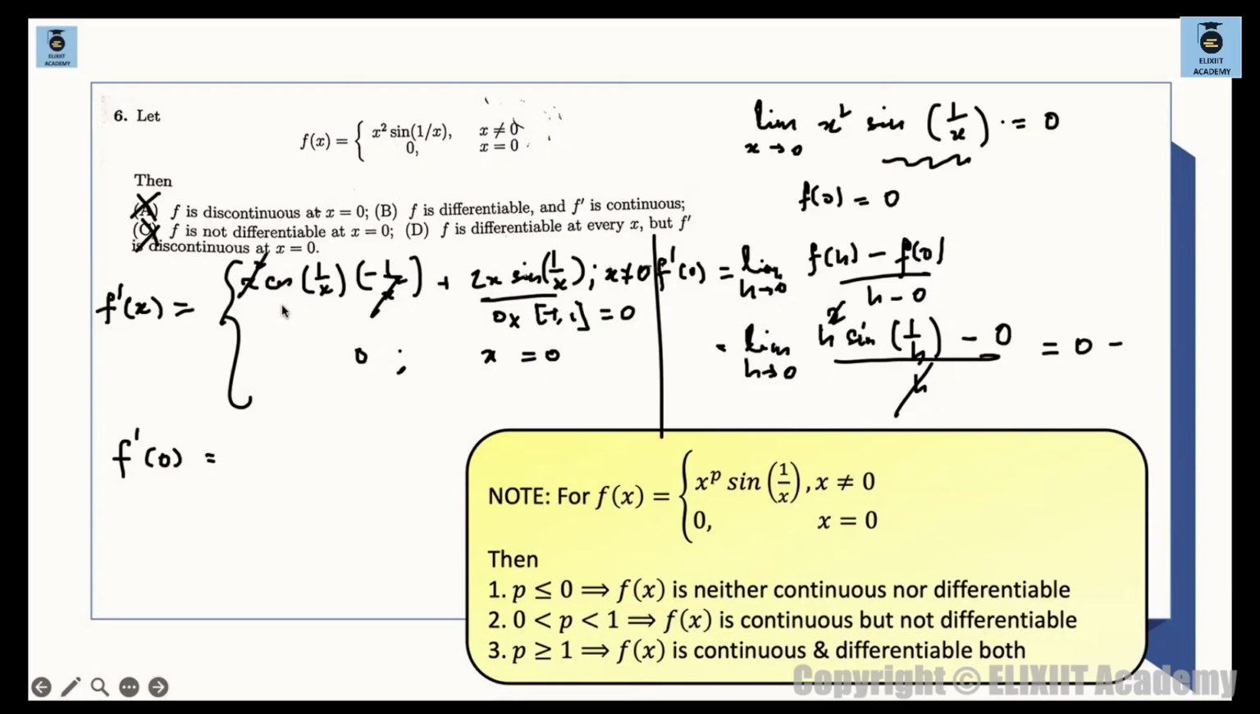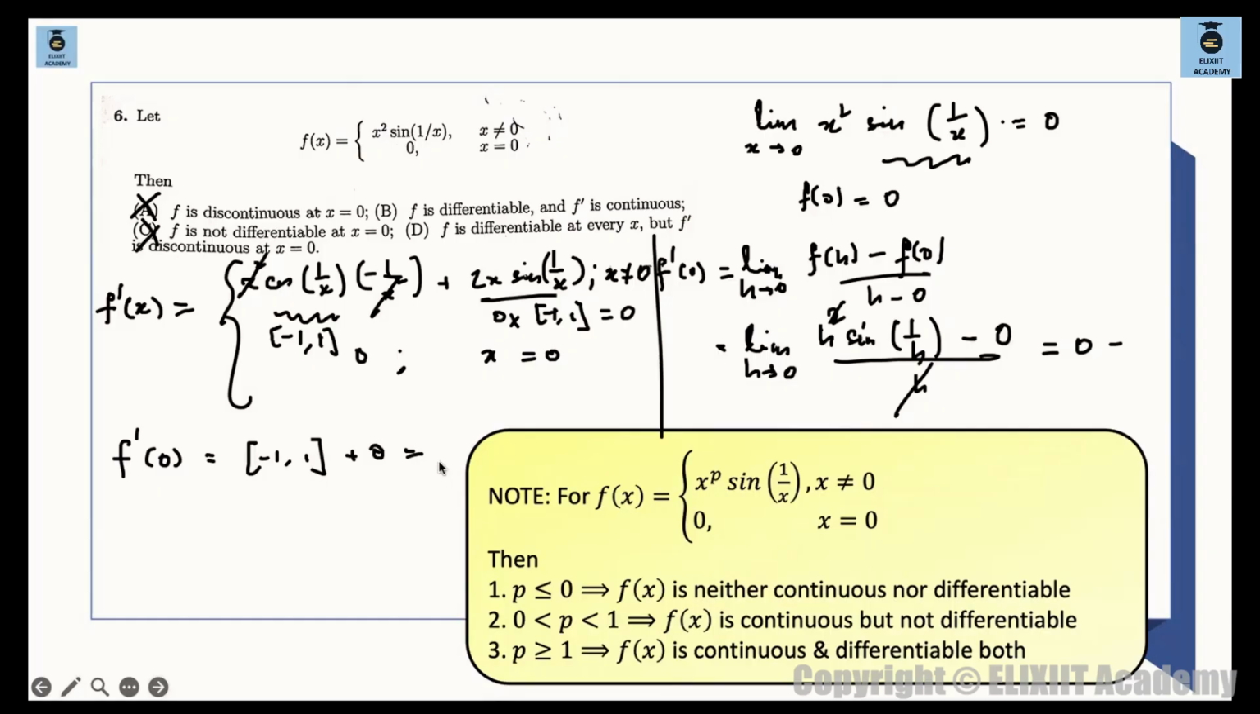perfect cancellations. So cos 1 by x is just an oscillating function. This will be remaining to be an oscillating function. So any oscillating function plus 0. So we don't know what is the value. So the value will not exist. So f dash of 0 will be discontinuous only.